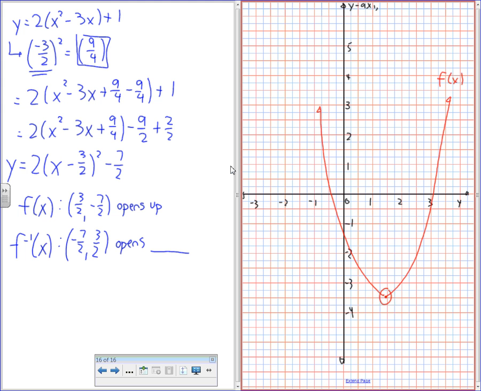All right. For the inverse, it's going to be negative 7/2 and 3/2. So negative 7/2 is over here and 3/2 is up this way. Which way is it going to open? You probably guessed from the way that it's going here. Sideways to the right. To the right. How do I know it's going to the right and not to the left? This is what gets people here.